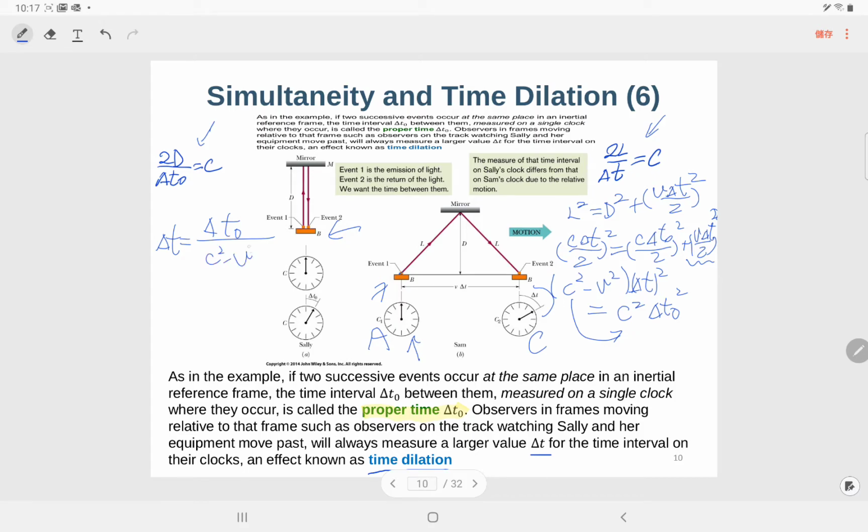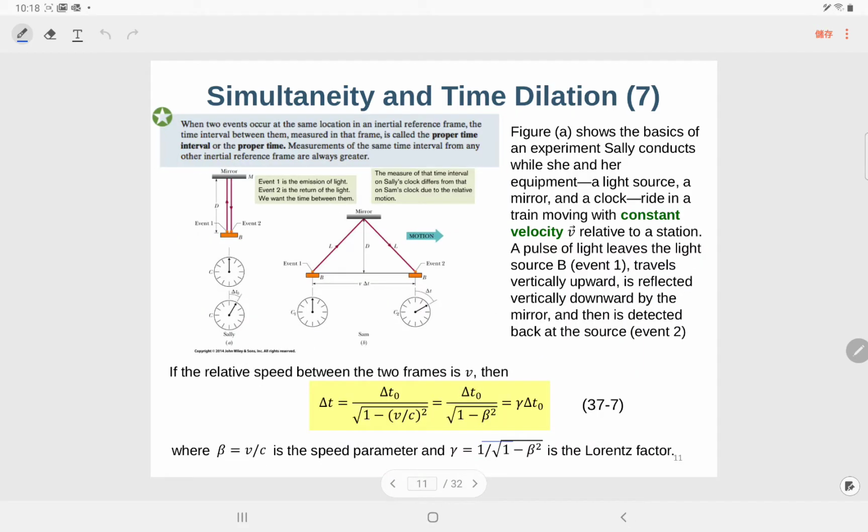c squared minus v squared over c squared, and then take the square root, right? Because c squared is in the denominator, so we just put it here, and then we take the square root. It will be delta t0 over the square root of 1 minus (v over c) squared. So we come up with this equation 37.7.